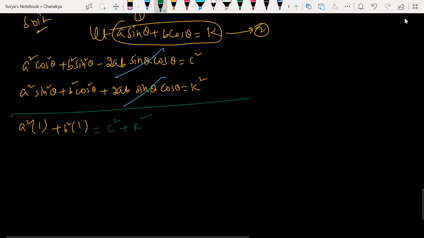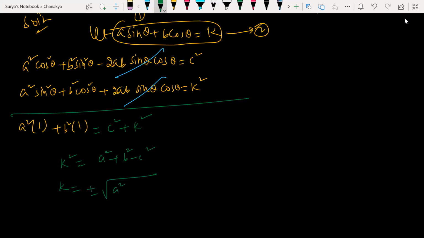Clear? So what would I get now? Look at this here. C square. I need to find out the k value. K square is equal to a square plus b square minus c square. So the k value is plus or minus square root of.